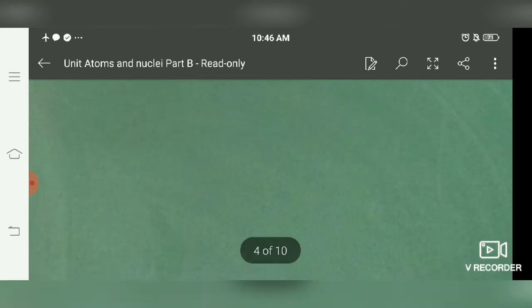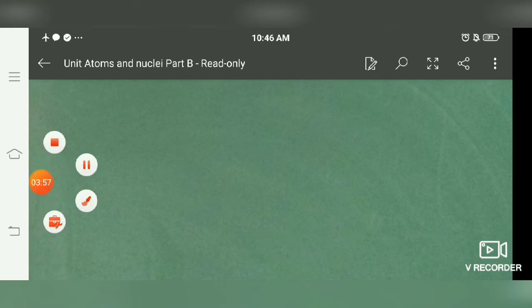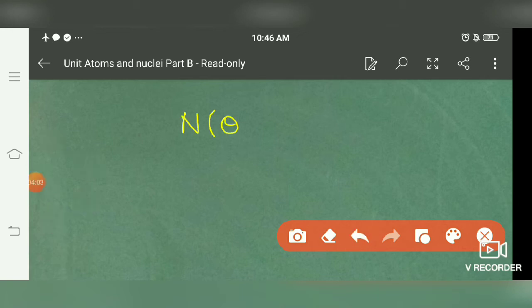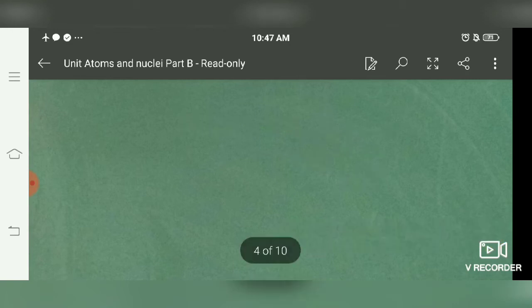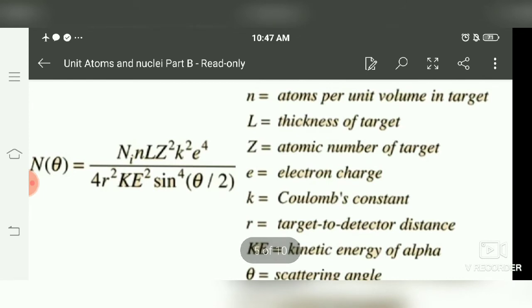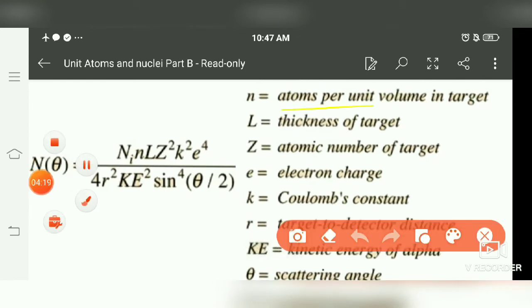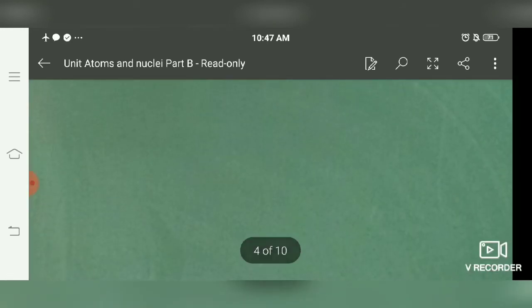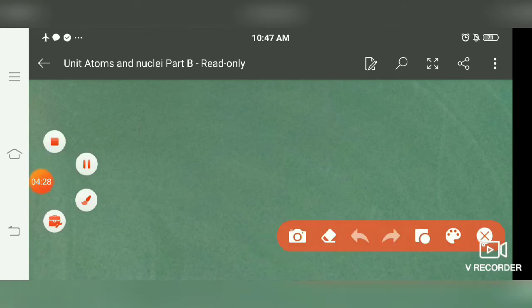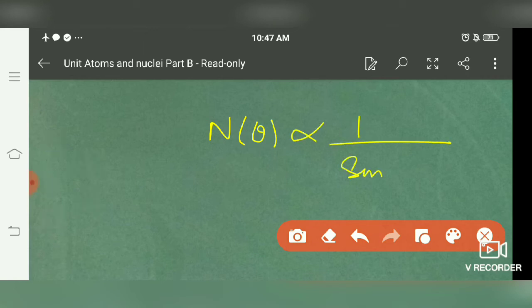So this is the structure of the atom according to Rutherford, and in these orbits electrons are there. It also explains a few terms like the Rutherford scattering formula. The Rutherford scattering formula says the number of alpha particles scattered is inversely proportional to sin raised to power 4 theta by 2. The complete scattering formula has all terms explained, like thickness, electron charge and Coulomb's constant, but for your syllabus you just have to keep in mind that the number of alpha particles scattered is inversely proportional to sin raised to power 4 theta by 2.